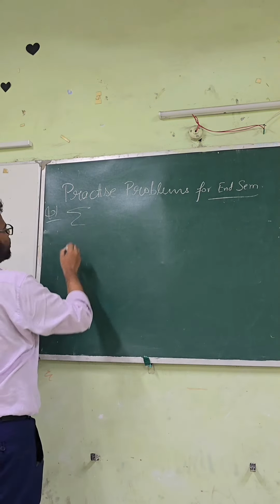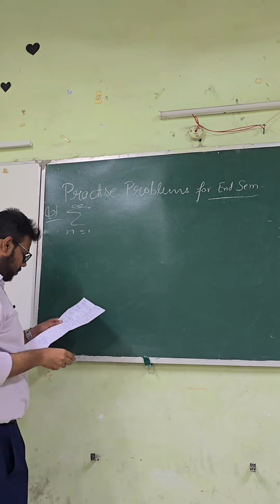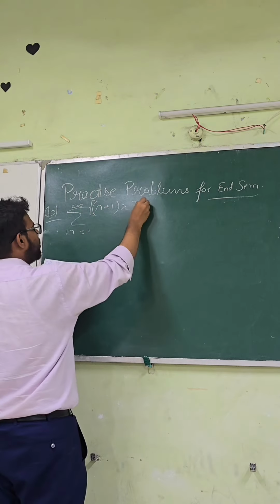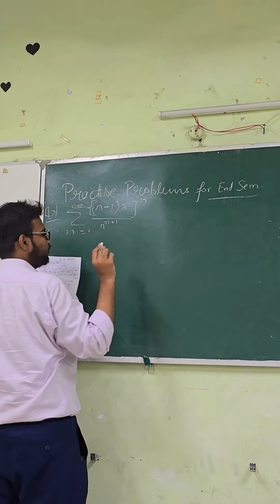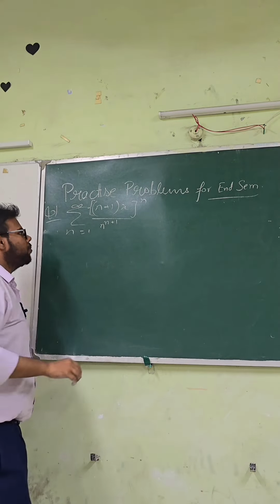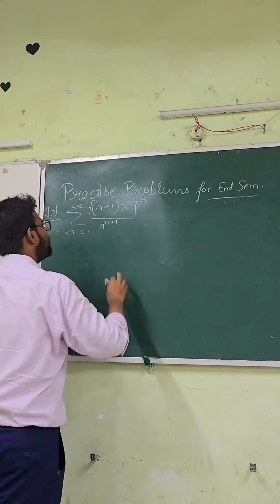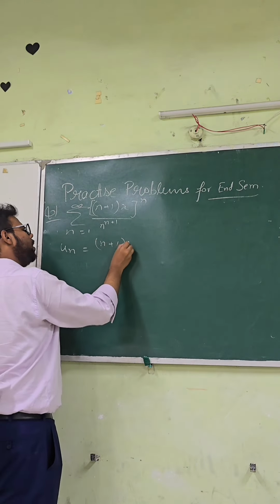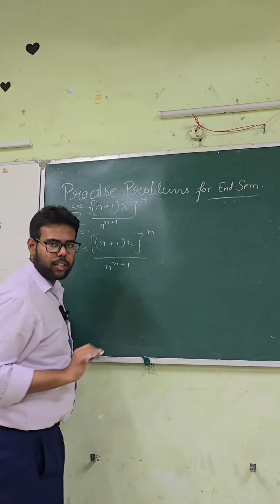It states the summation as n goes from 1 to infinity of (n+1)x to the power n upon n to the power n+1. Is it okay? Yeah, n to the power n+1. This is the question. So how do we evaluate this? You get u_n equal to ((n+1)x)^n upon n^(n+1), right? You get this thing, okay?